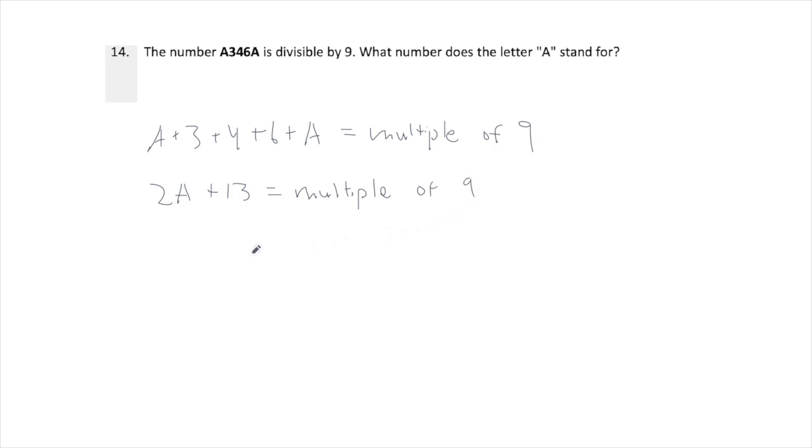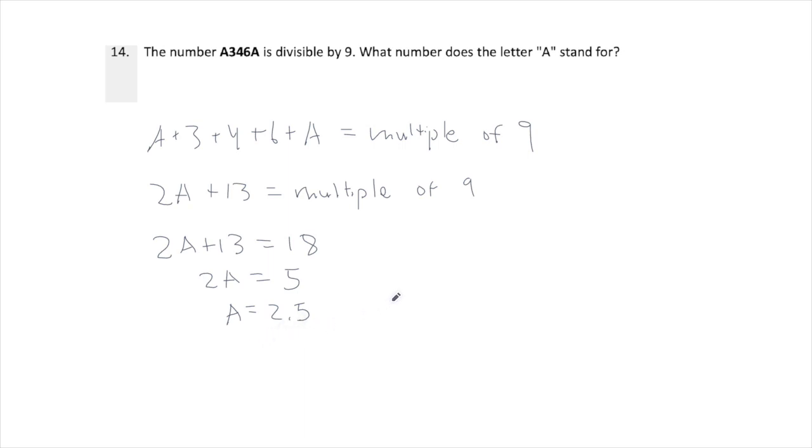So now we can start testing multiples to see if they work. The smallest multiple of 9 that is greater than 13 is 18. So we can set the equation 2A plus 13 is equal to 18. And we subtract 13 from both sides to get 2A is equal to 5. And that gives us A is equal to 2.5. 2.5 has a decimal, so it will not work in this instance.